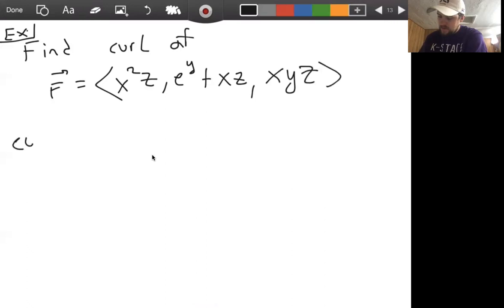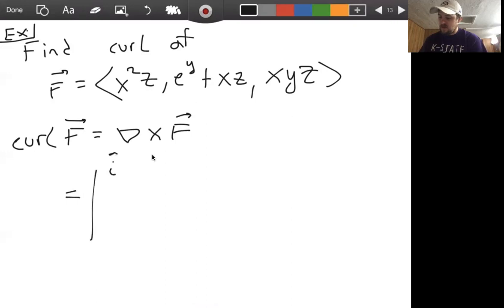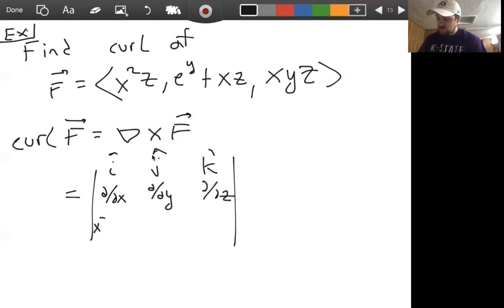Okay, and so calculating the curl, we don't need to remember that tedious formula. What we do need to remember is that the curl is the gradient cross the vector field. And this gives us i, j, k, partial with respect to x, partial y, partial z, and then our vector field: x squared z, e to the y plus xz, and x, y, z. Okay, now let's calculate the curl.